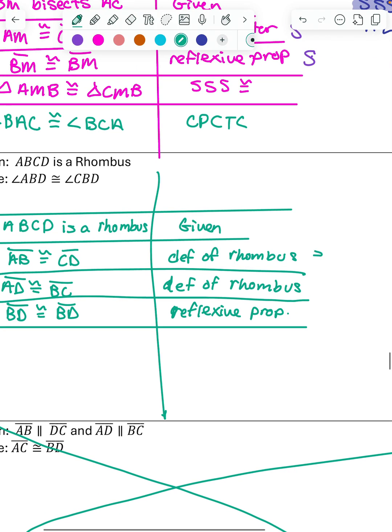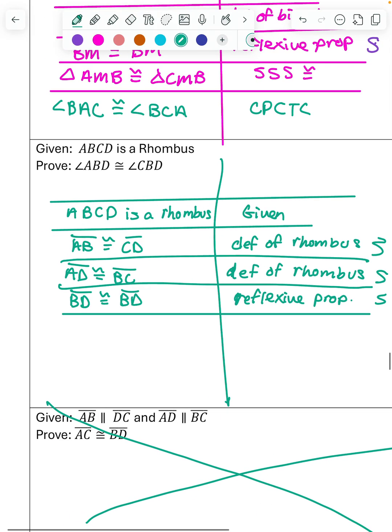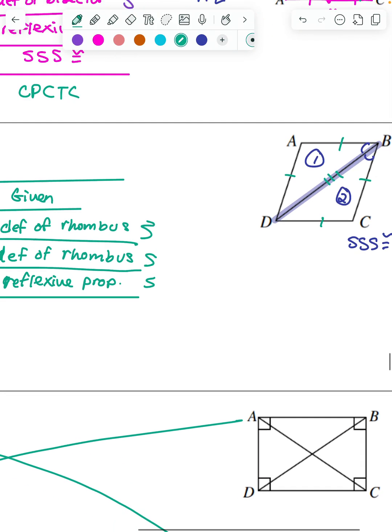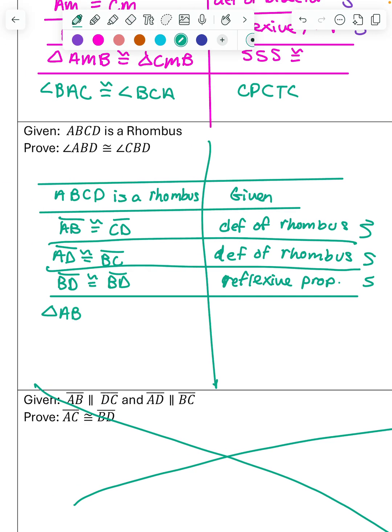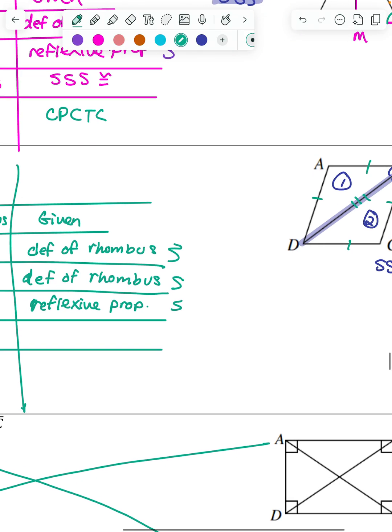Now I have side, side, side congruence. So I can say my triangles are congruent. So ABD is congruent to triangle CBD. And I'm sorry, the reason for this is side, side, side.